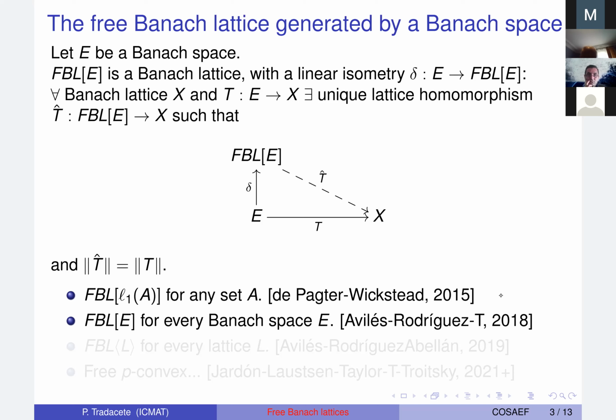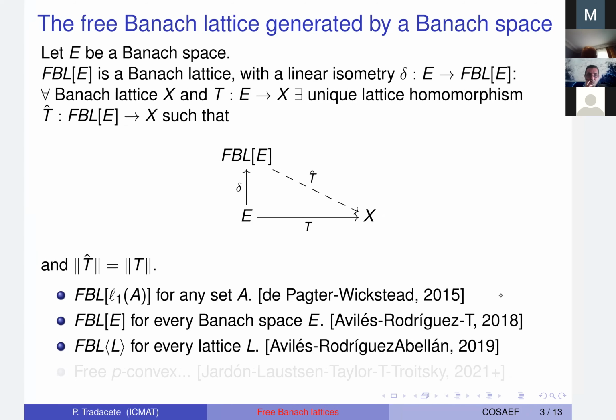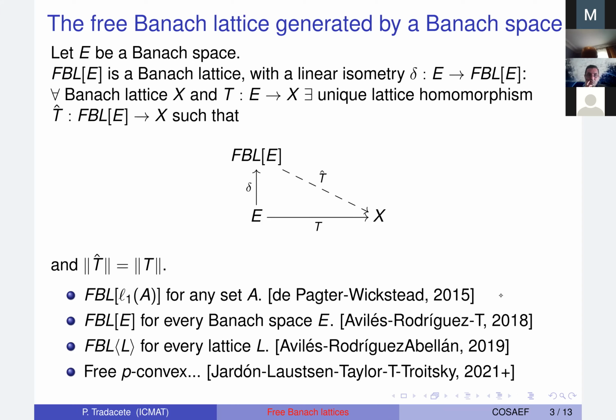So as you see, this is all pretty recent. For the last few years, there have been several works in different directions related to this. I would like to mention maybe the work by Avilés and Rodríguez Avellán on the free Banach lattice generated by a lattice, right? So now you start with a lattice, not even a vector lattice, just a lattice structure and some set, and you can define the free Banach lattice generated by that in a very nice way, similar to the one we had for a Banach space. And also one can consider certain versions of free Banach lattice under some convexity conditions. So for instance, one can consider the free p-convex Banach lattice or free Banach lattice with upper p-estimates and things like that. And this was done pretty recently in a joint work with Hardtke, Lawson, Taylor, and Tradacete.